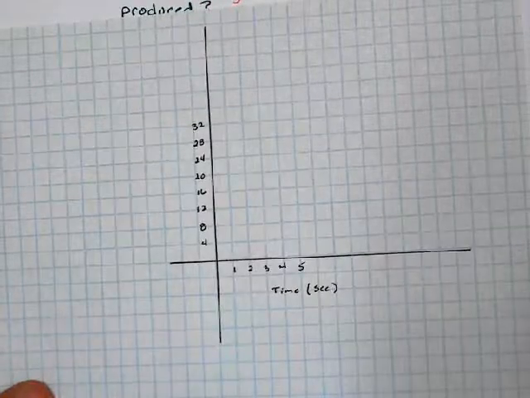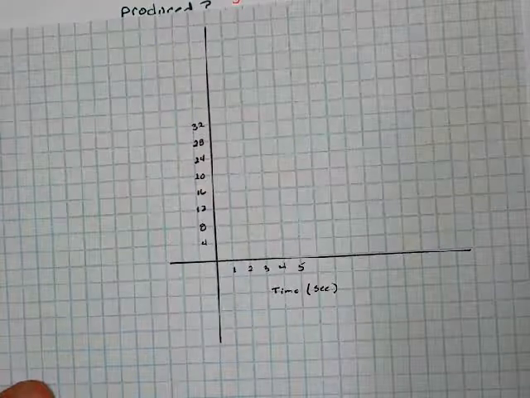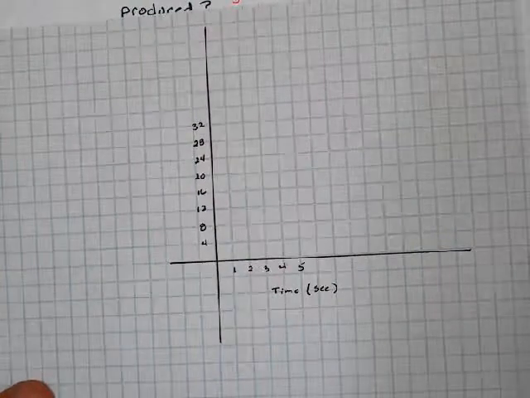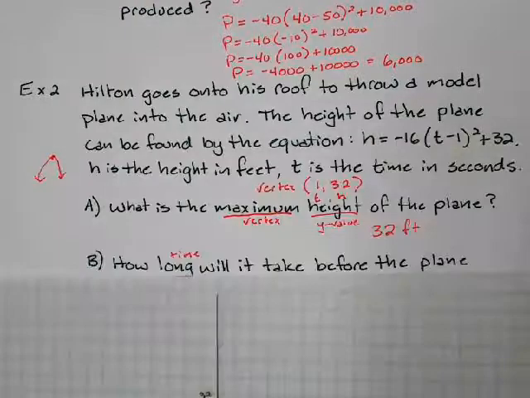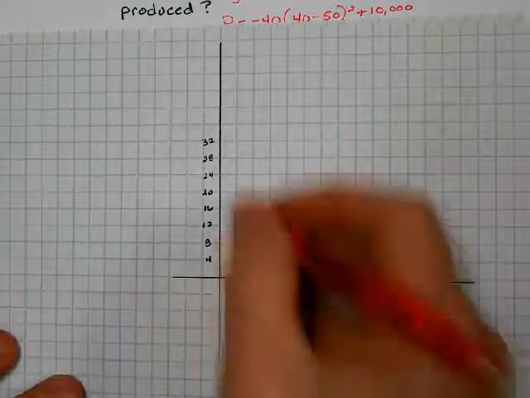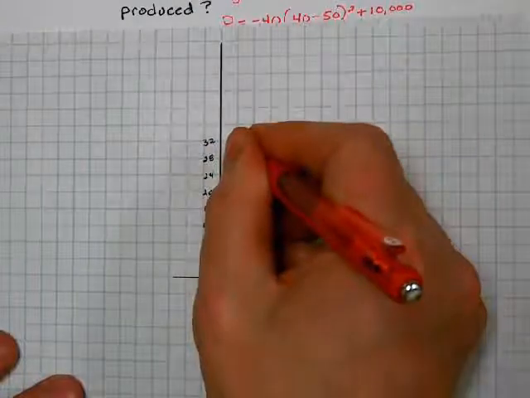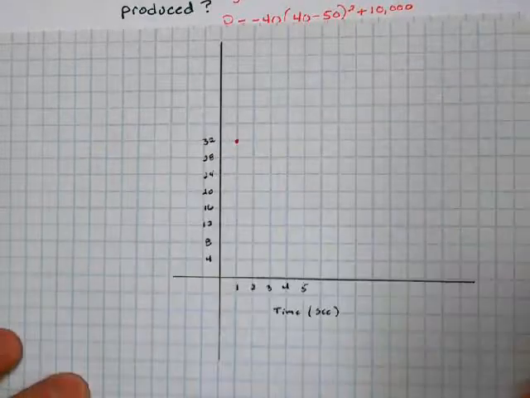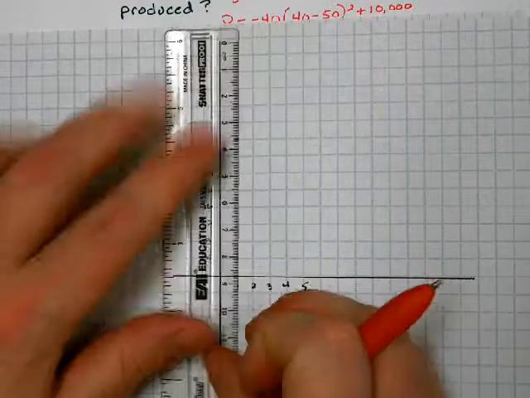We already have 2 points on this graph. We have our vertex. Our vertex is at (1, 32). So let's graph that point. (1, 32), there's my vertex. And on top of that, I know that my axis of symmetry is right here.